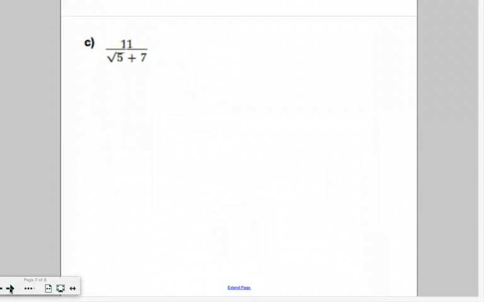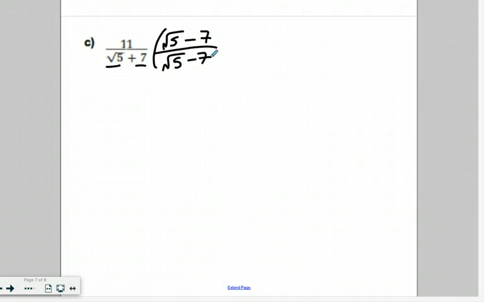Okay, so let's just look at one final example here. So again, 11 over root 5 plus 7. So we're looking to rationalize the denominator. Because there are two terms, root 5 and a plus 7, I'm going to need a conjugate as my clever form of 1, which means it's going to be root 5 minus 7. So it's the same terms, you just switch the sign that's in between them.